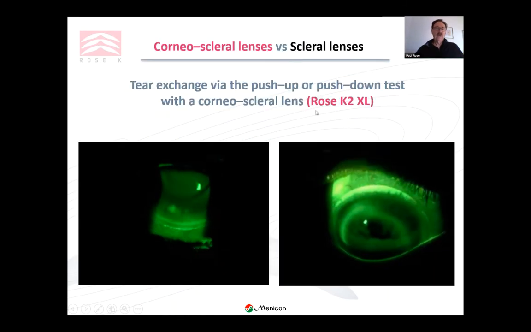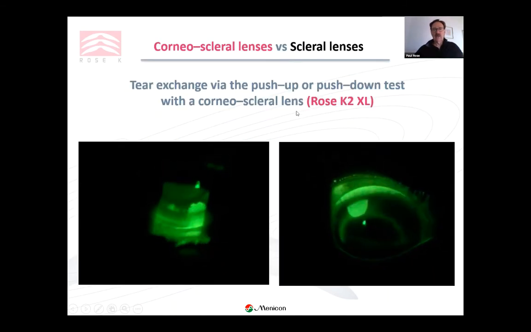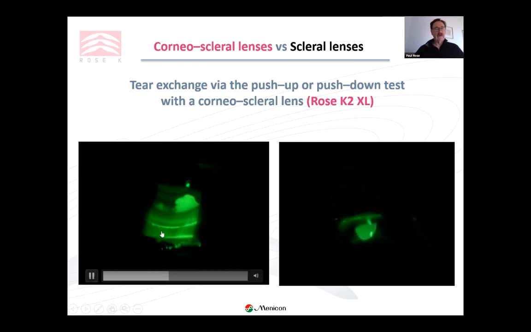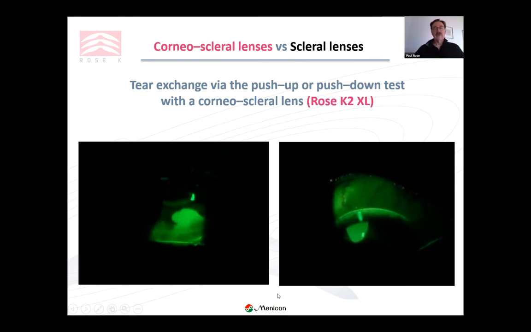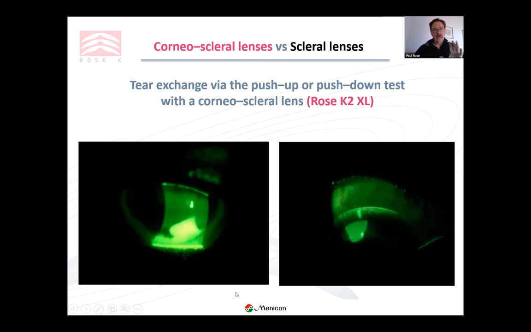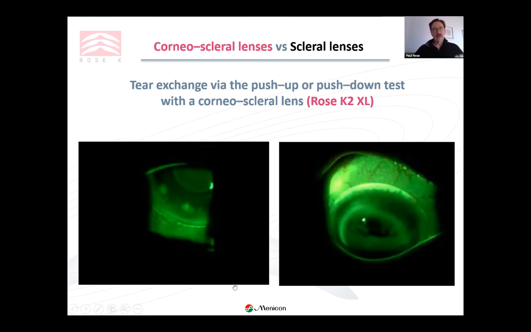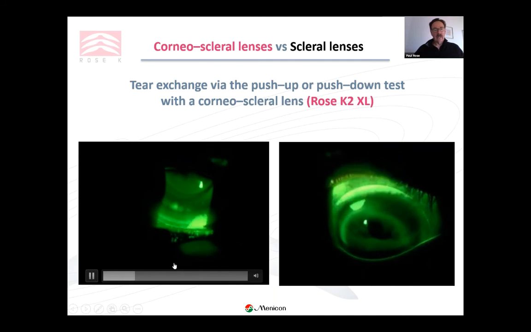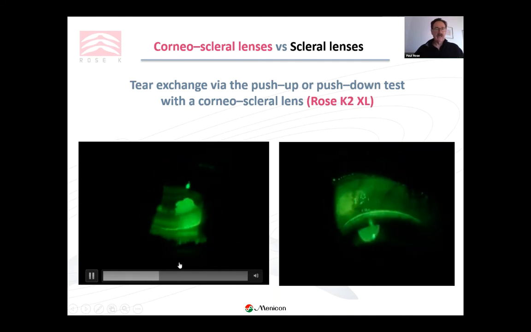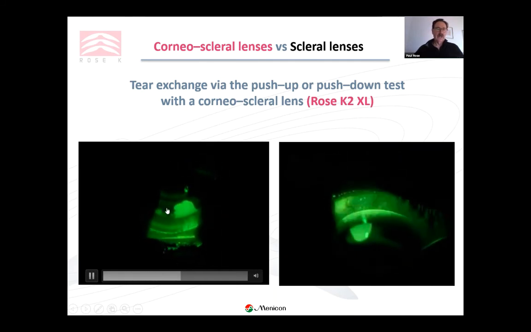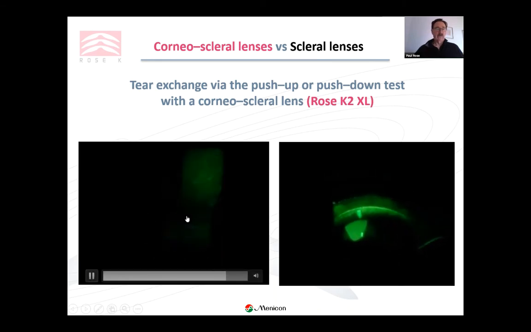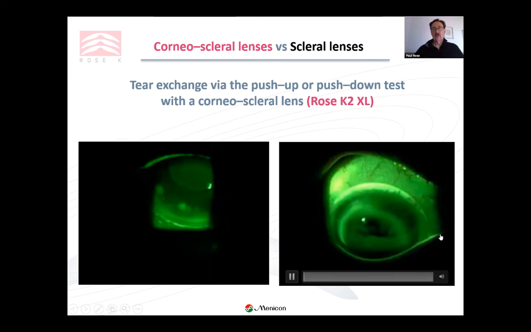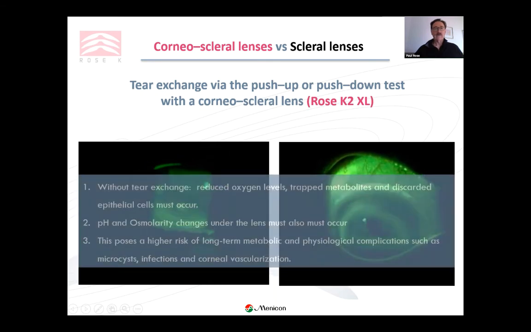So you can see here, this is an XL corneal scleral lens, very easy to illustrate tear exchange. You simply put fluorescein in the eye, get the patient to blink a couple of times, bring the lower lid up, and you should see very easily the fluorescein enter underneath the edge of the lens, as you can see here. And that can be observed inferiorly or superiorly.